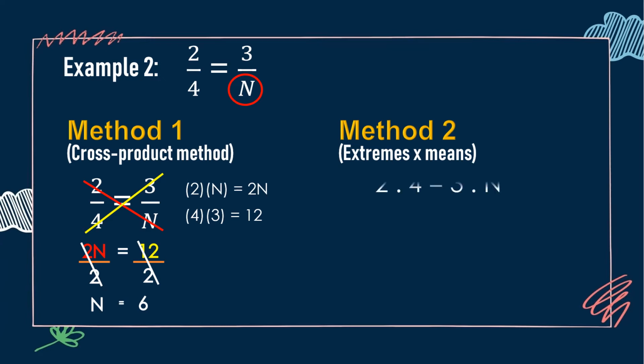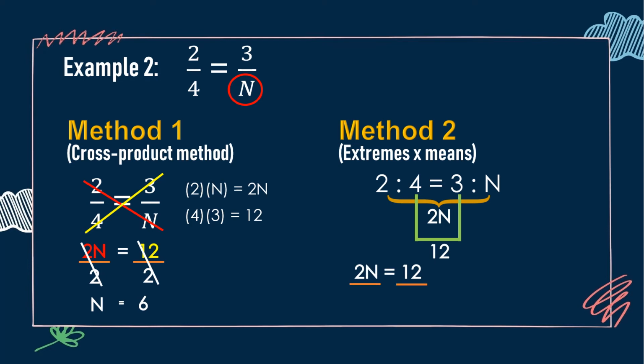Let's see if we will get the same answer if we use method 2. Let's multiply the extremes and the means. 2 times n is equal to 2n. 4 times 3 equals 12. Then, divide both sides by its numerical coefficient of 2. We get 2n divided by 2 equals n, and 12 divided by 2 equals 6. So either way or method we use, we will get the same answer.